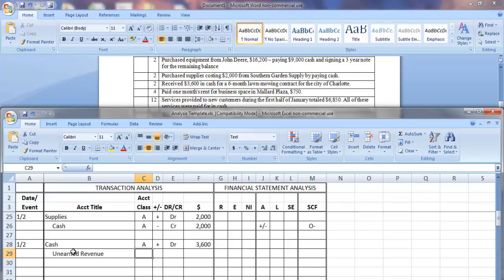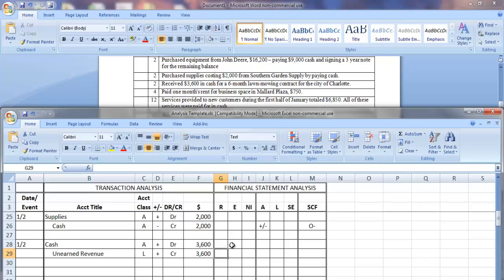Unearned revenue, since we owe them some service, is of course a liability. Okay? Again, owe being the key word. We owe them future service. We've increased that liability. So to increase a liability, we need to credit it. Same $3,600.